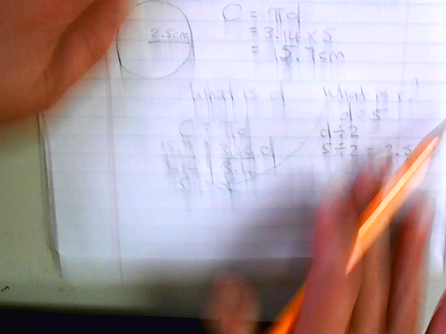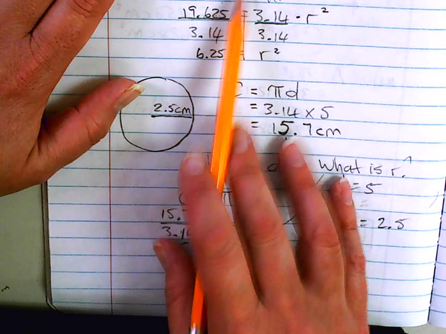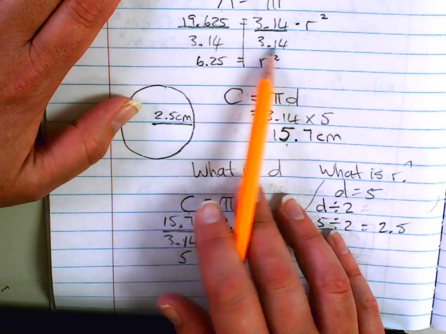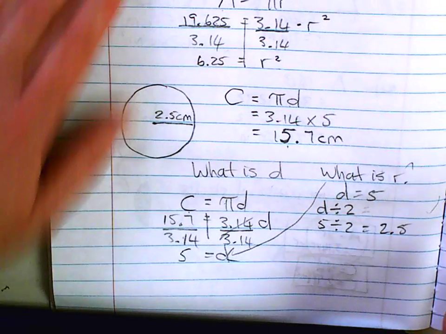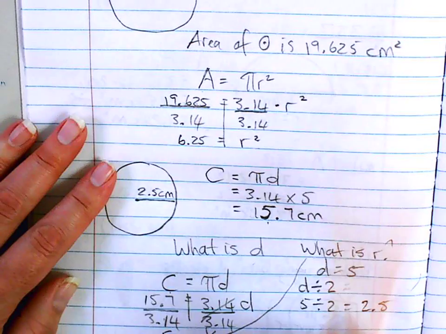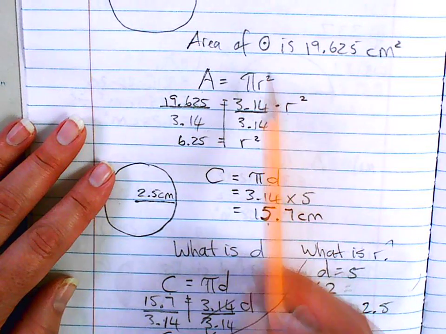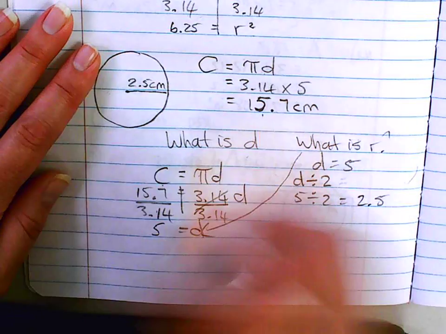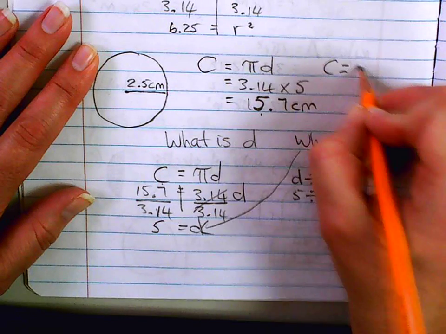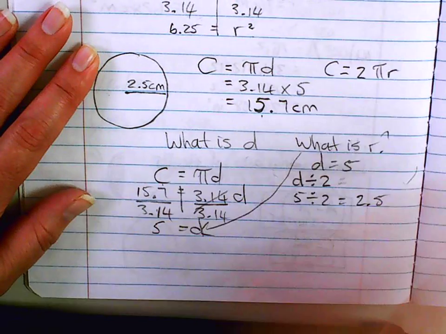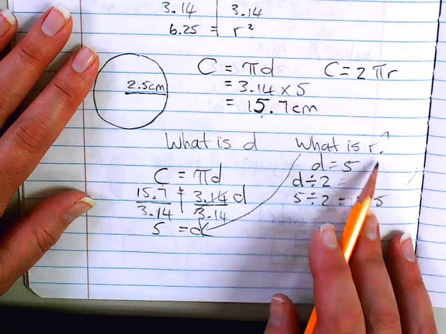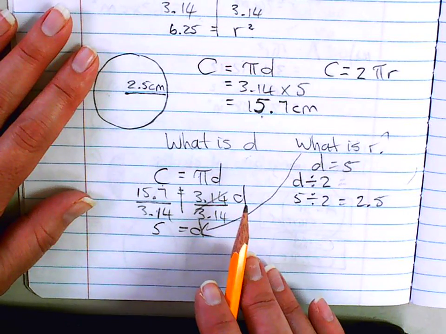Okay, can they ask me for radius squared when we do the area of a circle? Sure. I just got to divide by 3.14 on both sides. The key to be able to do this work is knowing your formula. You need to know that area is pi r squared, and you need to know that circumference is pi times the diameter, or circumference is 2 times pi times the radius. And with circumference, they can ask you for the diameter, they can ask you for the radius, and you must be able to work your way backwards.